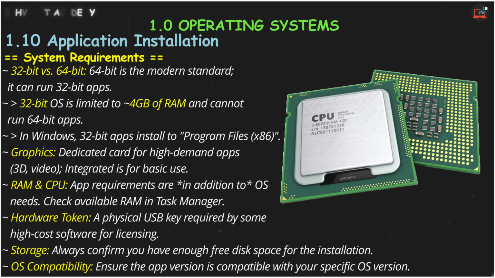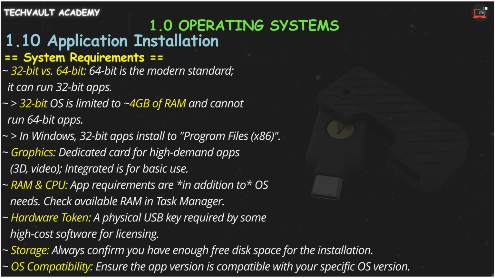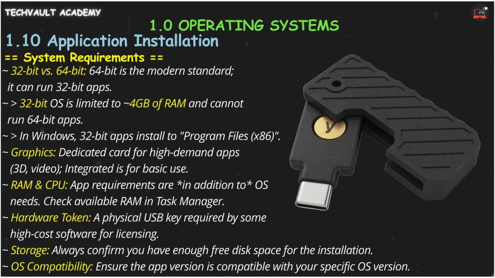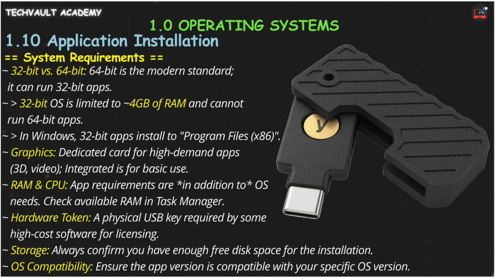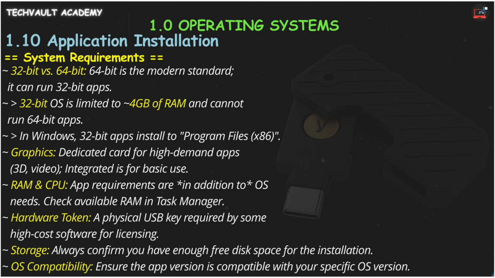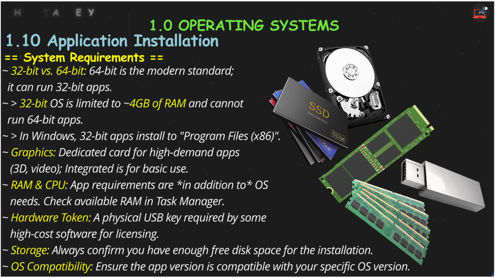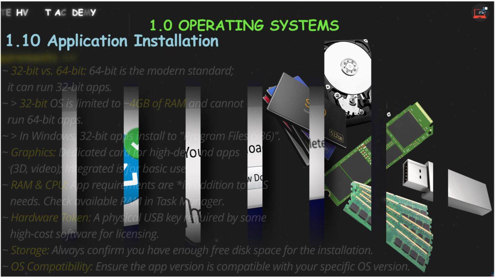For some very expensive, specialized software, a simple license key isn't enough. The developer might require a physical hardware token, usually a USB device, to be plugged in for the application to run. This is a powerful form of license control. Finally, ensure you have enough storage, as some applications can be massive.